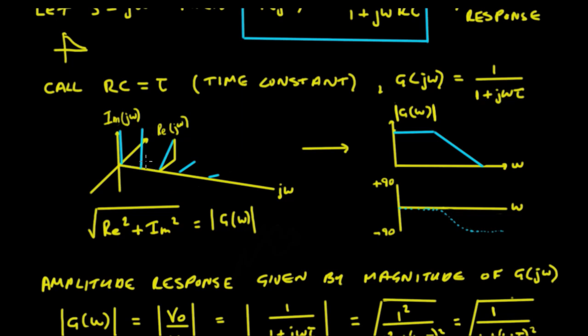Because this is a phasor rotating around the axis, this phasor is going to have a magnitude. The magnitude is this length here. That length, by Pythagoras, is going to be the real part squared plus the imaginary part squared, and we take the square root of it, which will give us this length here.